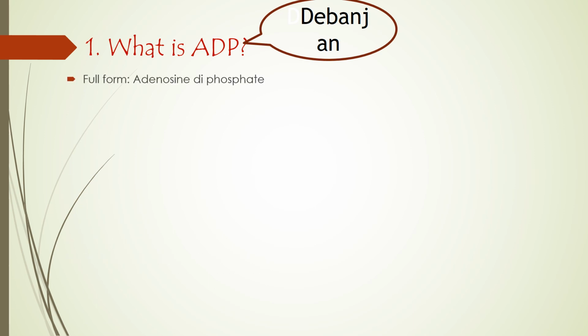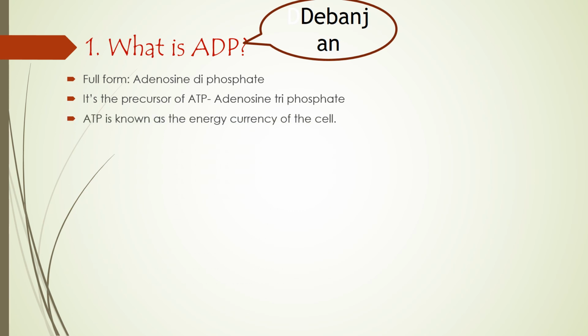Debanjan, you asked me what is ADP? Means you are not only asking about the full form, but you want to know regarding this in a bit detail. Okay, so ADP, the full form is adenosine diphosphate. It's the precursor form of ATP, adenosine triphosphate. It's known as the energy currency of the cell.